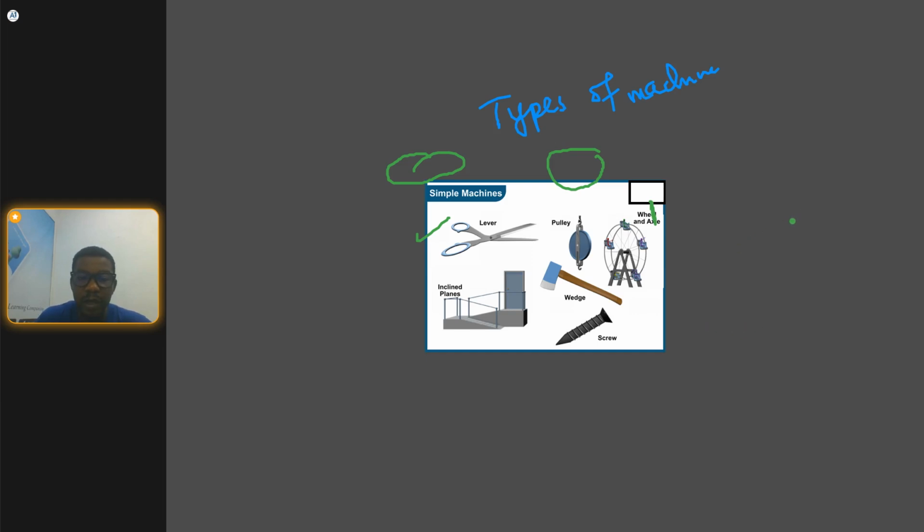So let's pick them one after the other, and we'll be starting with the lever. Under the lever, we are going to discuss the three classes of lever. Then after that, we are going to take some calculations under the lever. All right, so let's move on to the lever, the classes of lever, and the definition of lever.